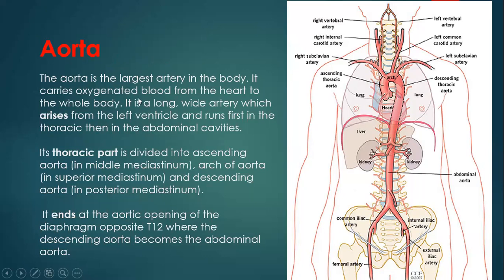It carries oxygenated blood from the heart to the whole of the body, as I said. So it will be carrying the oxygenated blood, and it will give multiple branches which will supply the head and neck, the upper limb, chest, thorax, abdomen, lower limbs, everywhere it will be giving branches. So this is a very important artery, the largest artery in the body, carrying the oxygenated blood from the heart to the whole body.